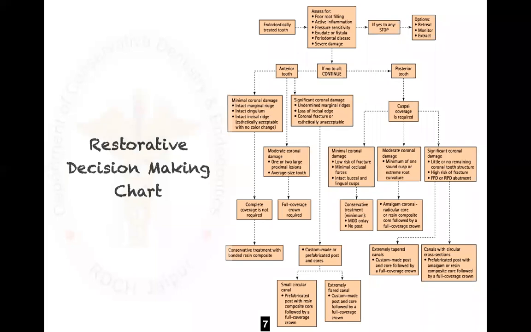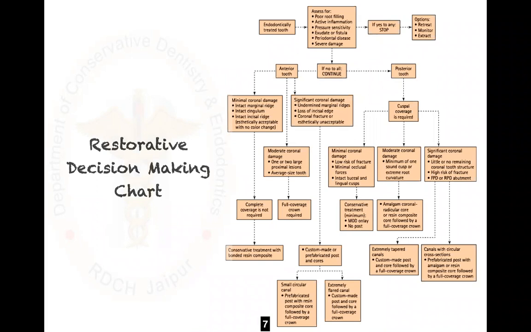Significant coronal damage has occurred. Now what do you do? Little or no remaining coronal tooth structure is there. Now, this is exactly what I'm trying to tell you, little or no remaining coronal tooth structure. Students who attended my last lecture will tell me that little or no remaining coronal tooth structure is synonymous with something known as ferrule in our language, right?